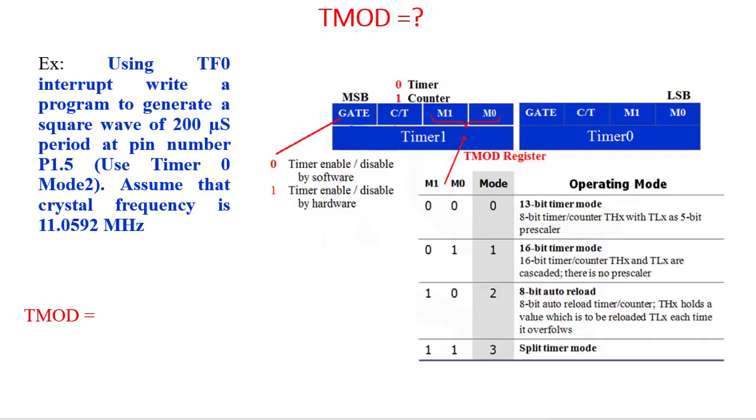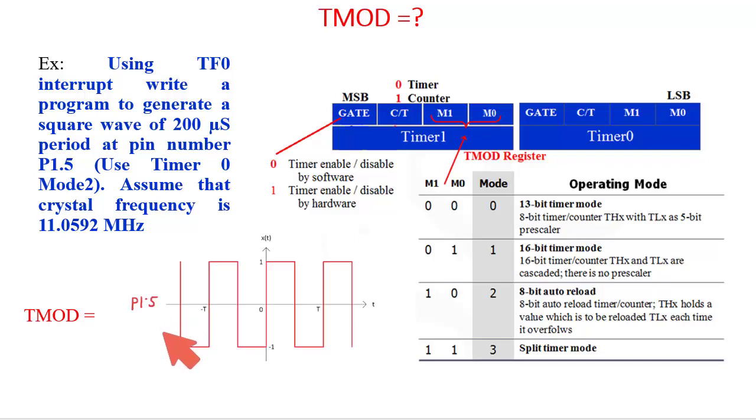This is another program. Using the TF0 interrupt, write a program to generate a square wave of 200 microsecond period at pin P1.5. Use timer 0 mode 2. Assume that the crystal frequency is 11.0592 MHz. So what is our program? At P1.5 we need to produce a square wave, and the time period of this square wave is 200 microseconds. Means the time from this position to this position is 200 microseconds.